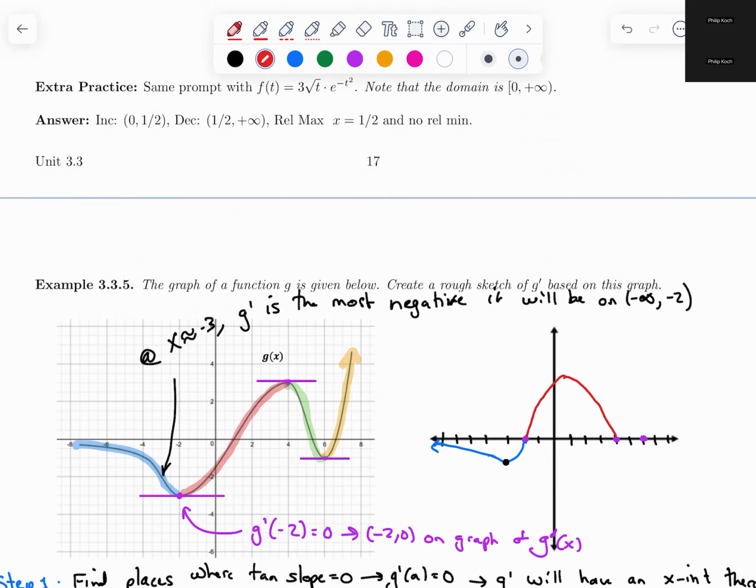Then on the green piece, we start off at zero with a tangent line of zero, meaning that G prime is zero at -4. Then it's pretty steep, but not nearly as steep as it is at about 4.5-ish, where it's the most steep it's going to be, but it's negative. Negative tangent slopes mean the derivative is negative there, meaning it's below the x-axis. Then it becomes less negative, less negative, zero. So on that green segment, it should dip down and then come back up and become zero.